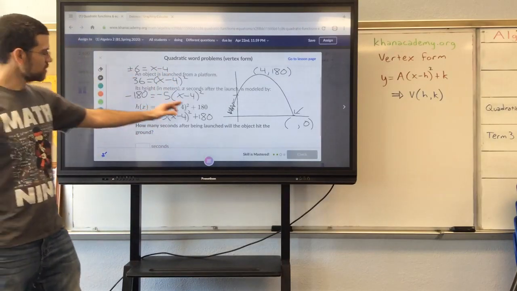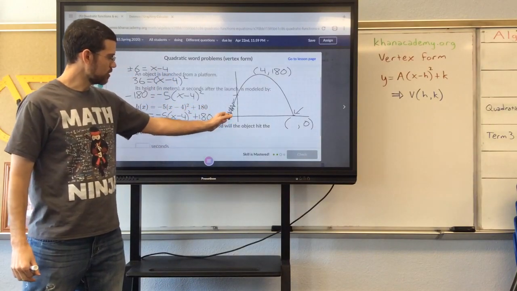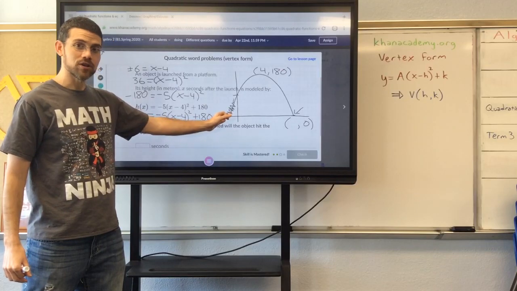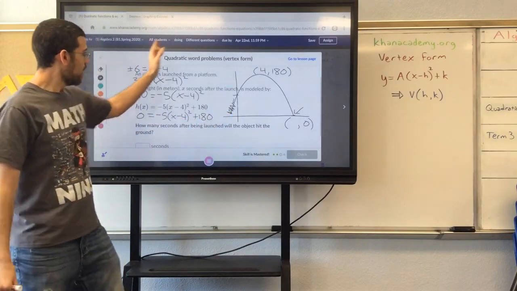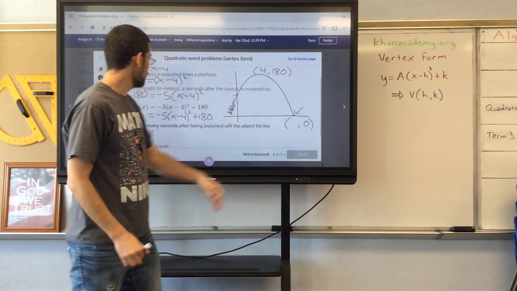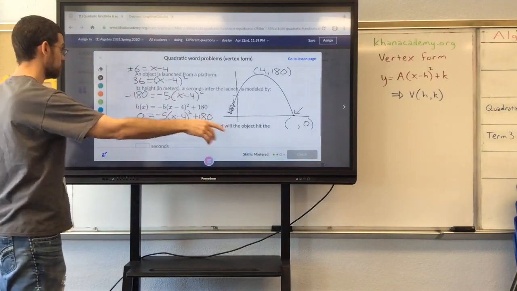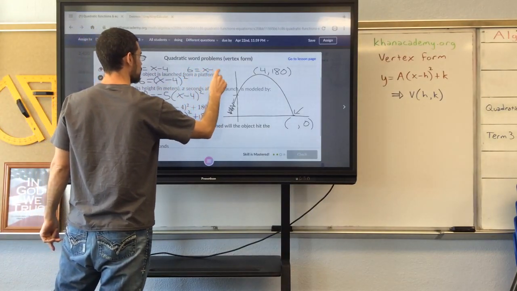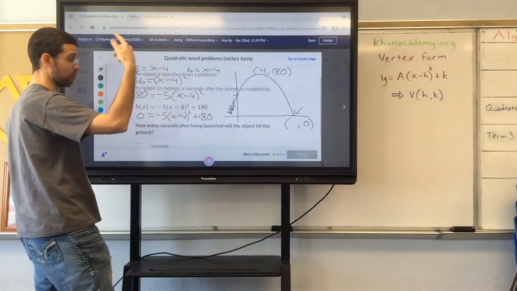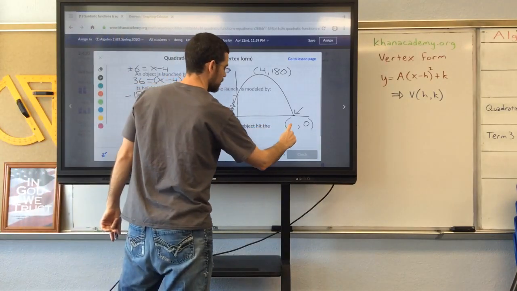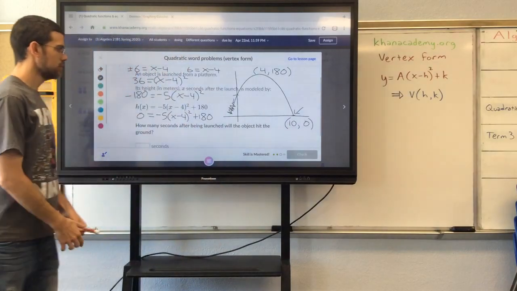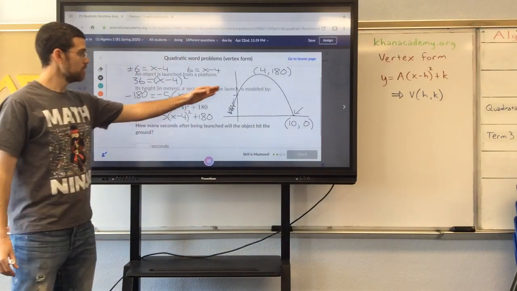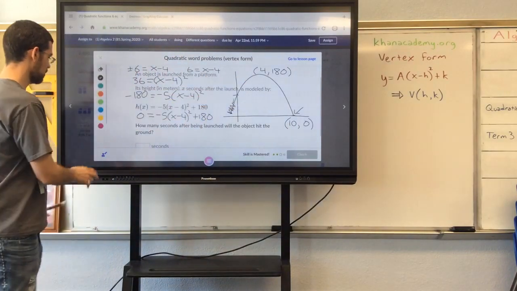Now, the -6 is going to correspond to this point over here that doesn't actually exist. And the positive 6 will be headed to the right. So 6 equals x minus 4. We'll solve for x by adding 4. That will end up being 10. So 10 seconds after this takes off, it lands on the ground.